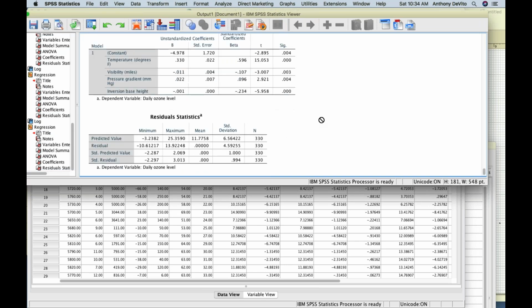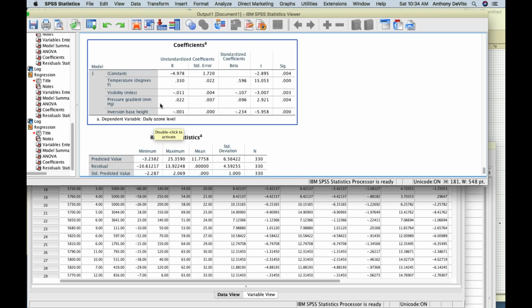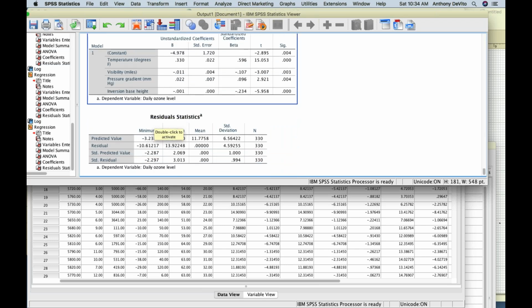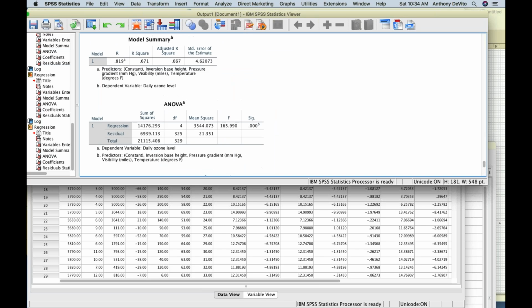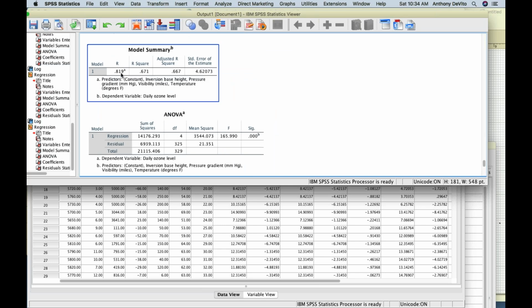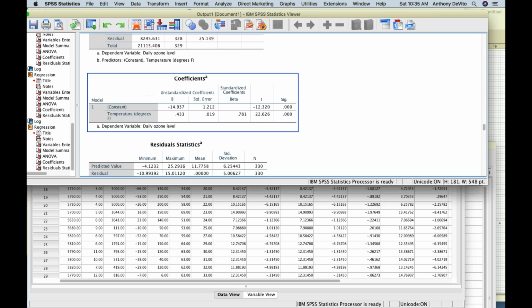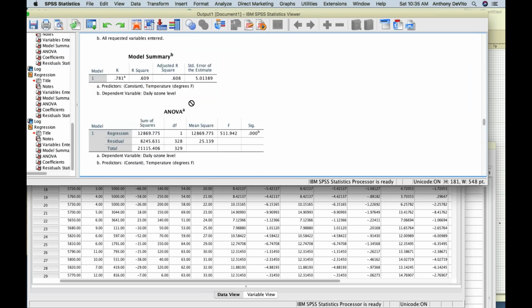Now I wind up with a formula that has several different values, several different coefficients. So let's take a look at this. Okay, now let's go back up here. Look at our R value. Our R value before was about 0.77, and our R squared was 0.60, about 60%. Now it's 0.67.